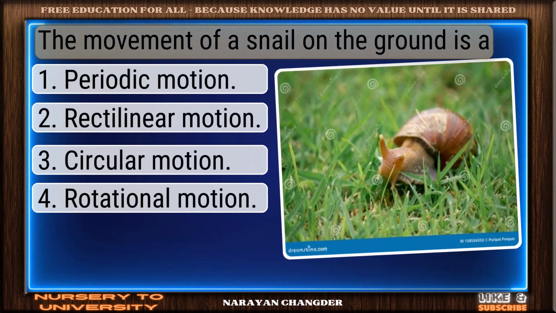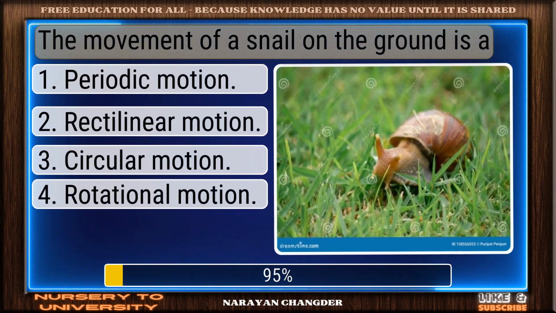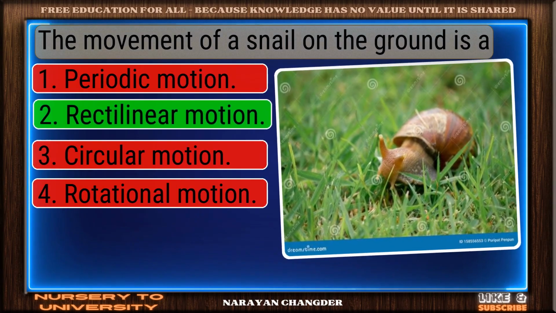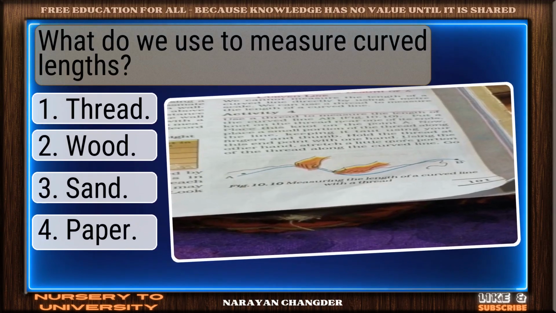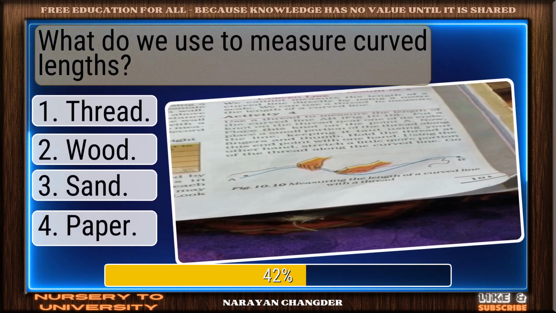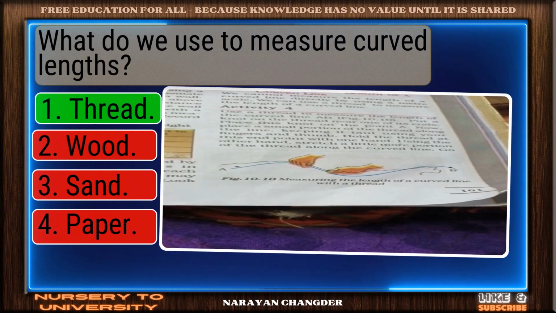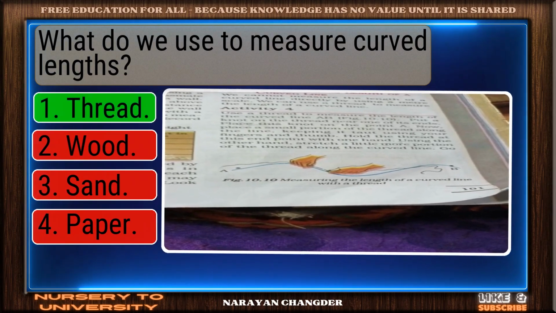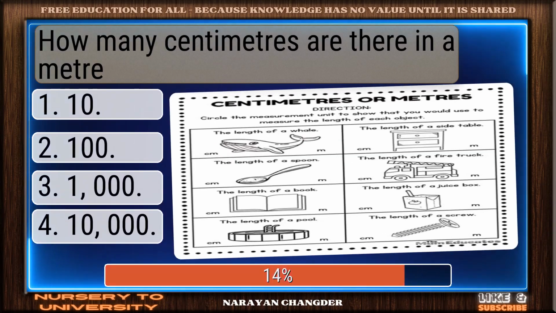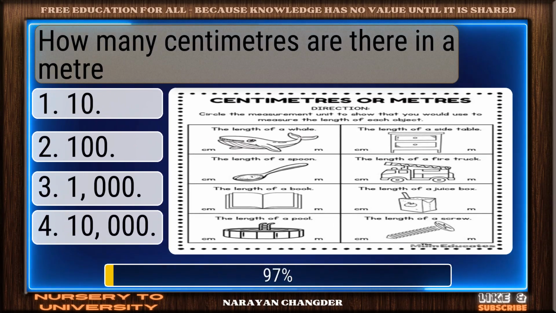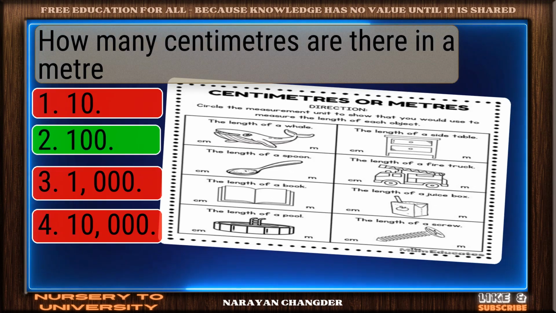The movement of a snail on the ground is a. You got it. Your choice, rectilinear motion, is right. What do we use to measure curved lengths? Exactly. Thread makes sense and it is the right choice. How many centimeters are there in a meter? Well picked. 100 is the correct answer.